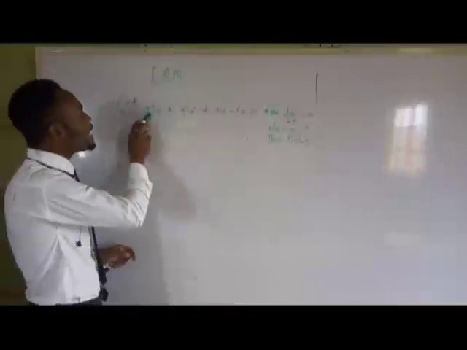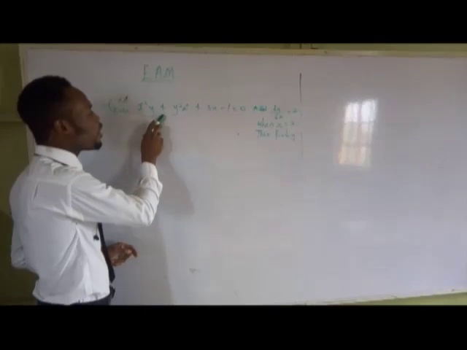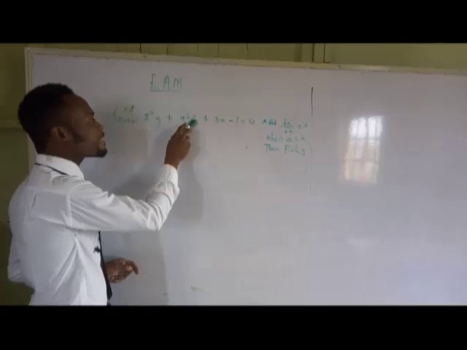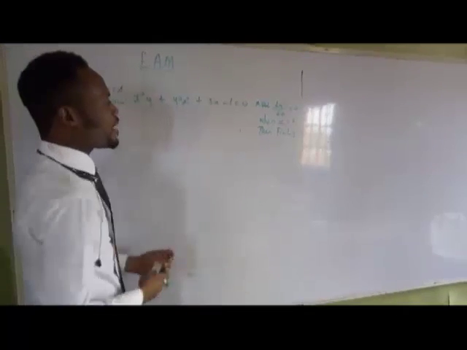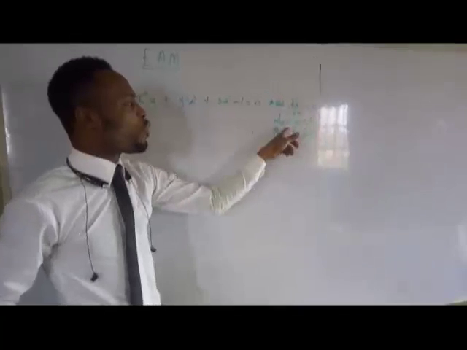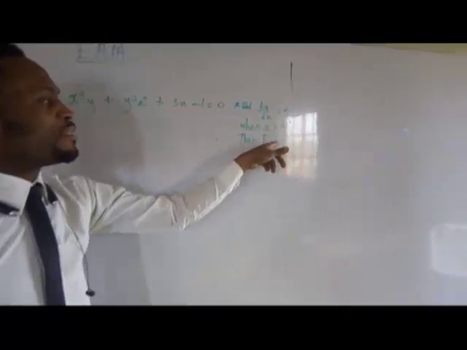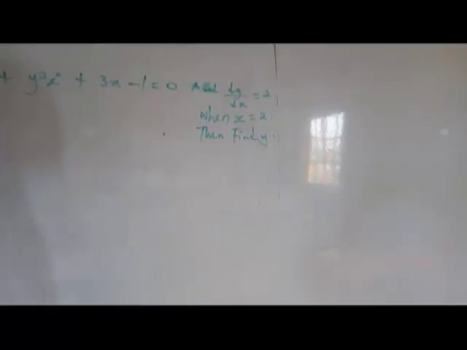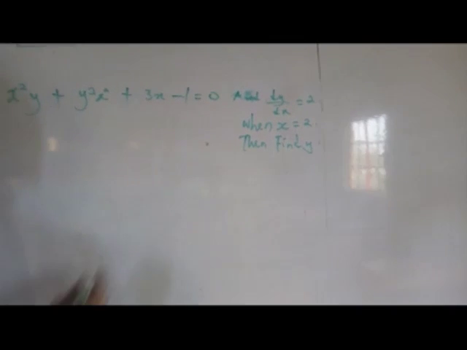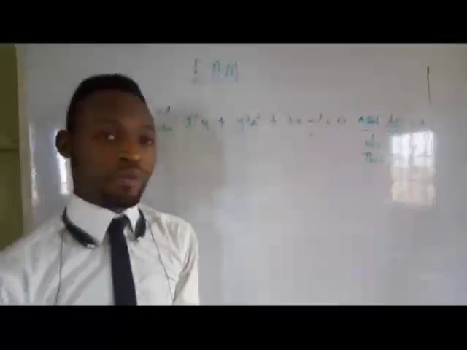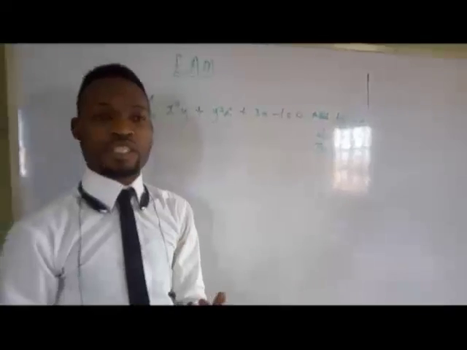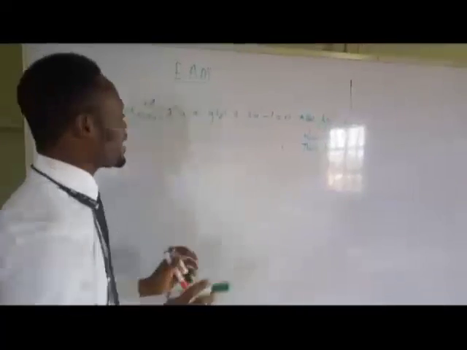Given x squared y plus y squared x squared plus 3x minus 1 equal to 0, and dy/dx equal to 2 when x equal to 2. Find y. We want to find the value of y. This question is something similar to JAMB questions, and sometimes it's a WAEC question. Now we're going to solve it. It's very simple. Just sit tight and enjoy yourself.